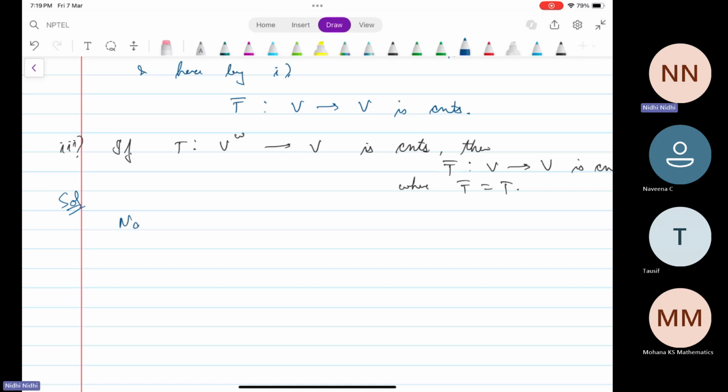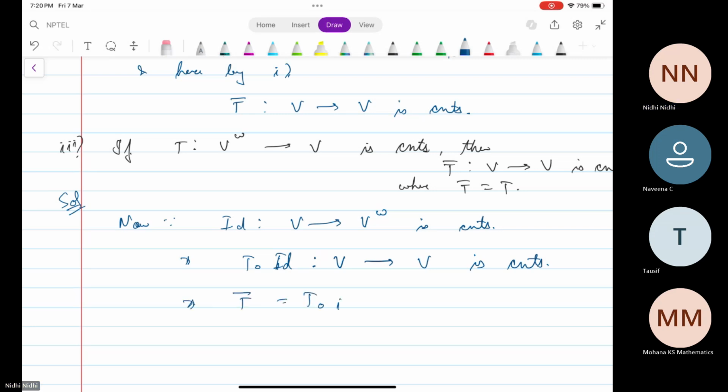Now since the identity map from V to V weak is continuous, which we had proved earlier, this implies T composed with identity is continuous, and this is from V to V, and this is basically T bar is continuous. Hence we are done.